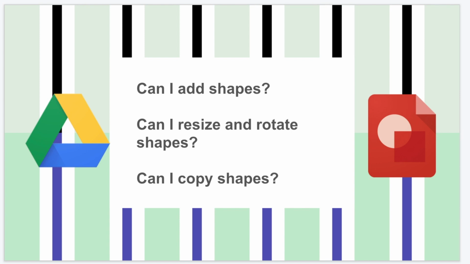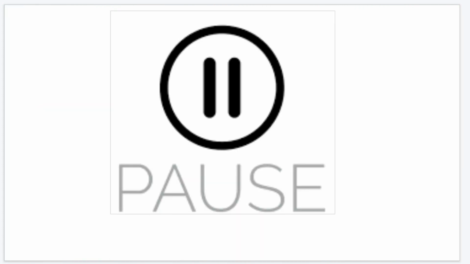This is the last video in a series of 3, and we're going to be adding more shapes to our picture. We're going to resize and rotate shapes. That means we're going to make them bigger or smaller and turn them. And we're also going to learn how to copy shapes. Remember, if you see this, you need to pause.